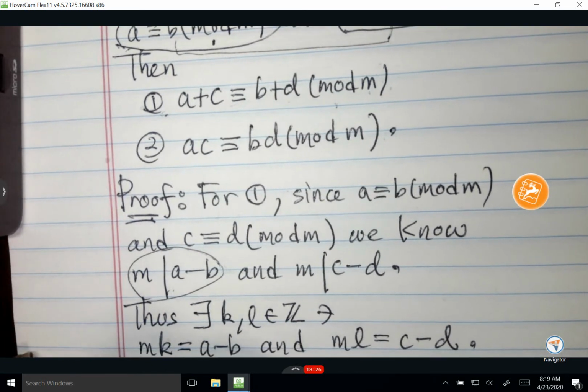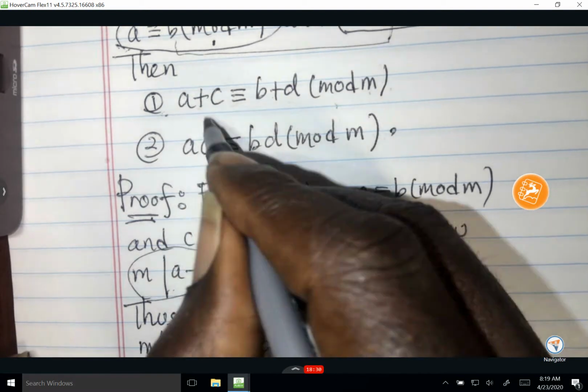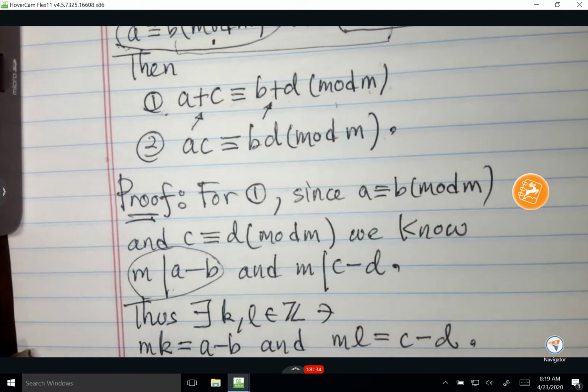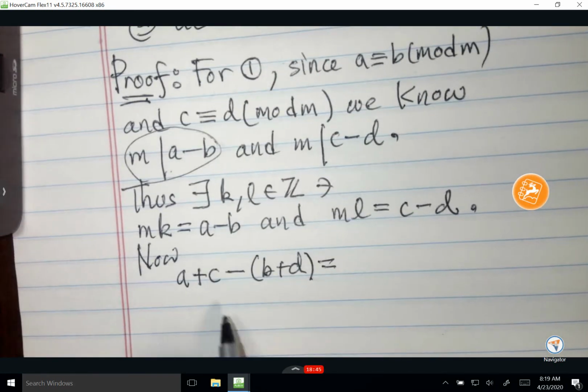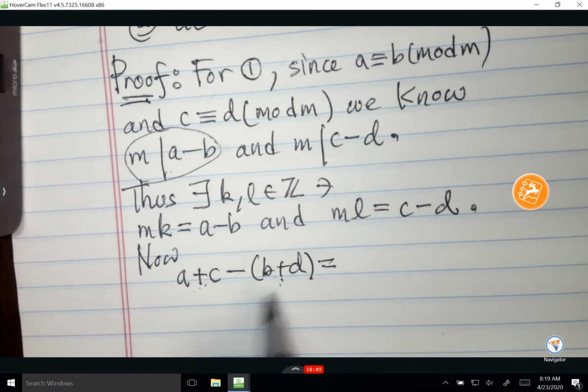So you can say now, if you look at the difference of these two numbers, that one and that one, that would look like this. A plus C minus, in parentheses, B plus D. What can you say that's equal? That would look like this. A plus C minus B plus D.